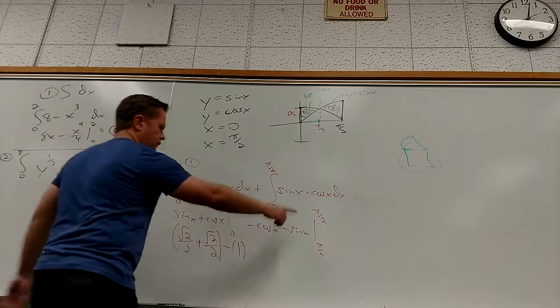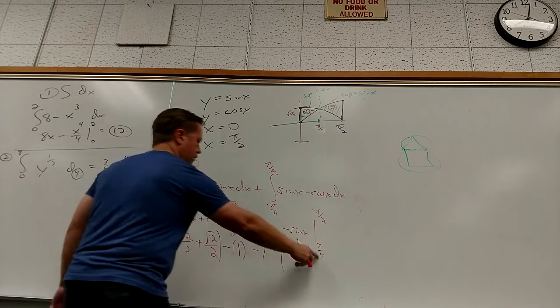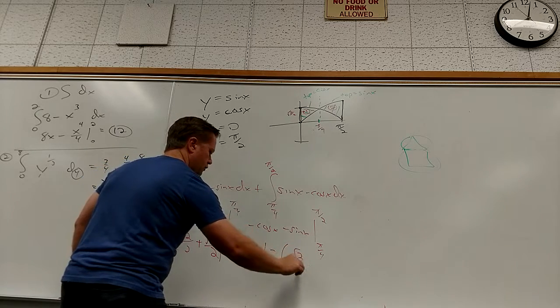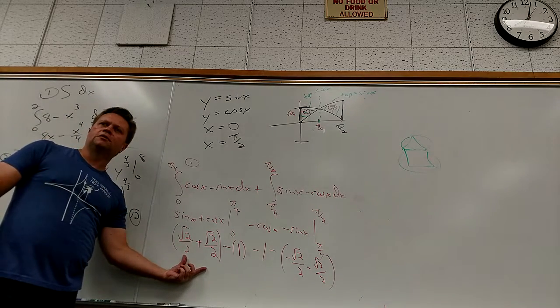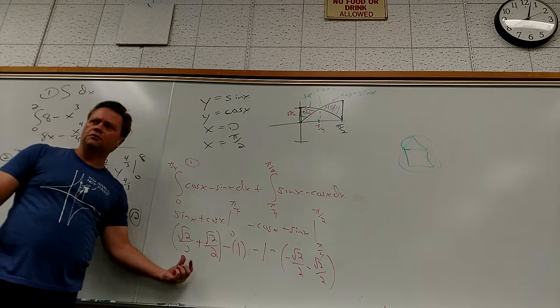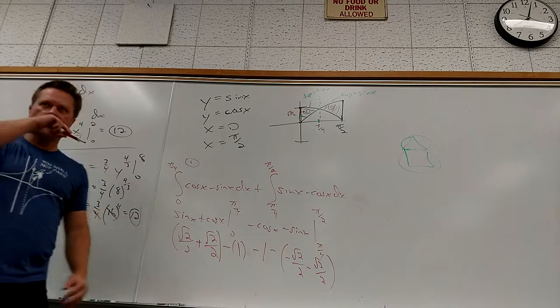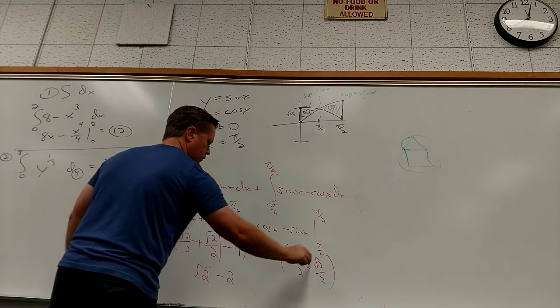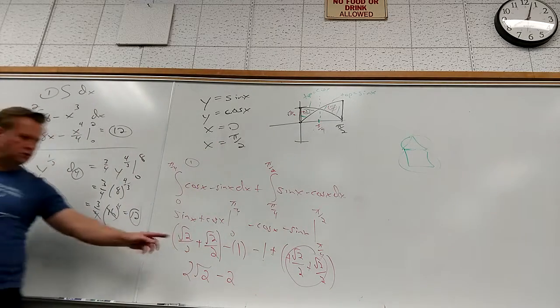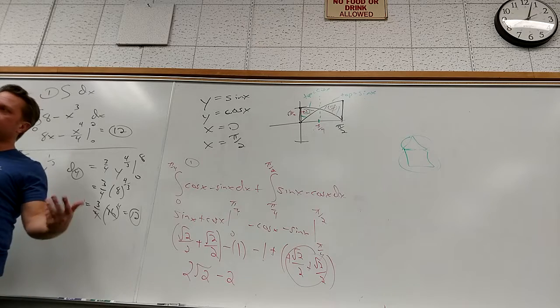What do I get over here when I put a pi over 2? What's cosine of pi over 2? 0. And what's sine of pi over 2? 1. Now what do I get when I put a pi over 4 in? Well, of course I get root 2 over 2, root 2 over 2. What's root 2 over 2 plus root 2 over 2? It's root 2. What's a half of a root 2 plus another half of a root 2? What's a whole root 2? Square root of 2. Minus 1 is minus 2. And then this minus cancels with those minuses, and you get 2 root 2, because that's a root 2 and that's a root 2. You get a root 2.